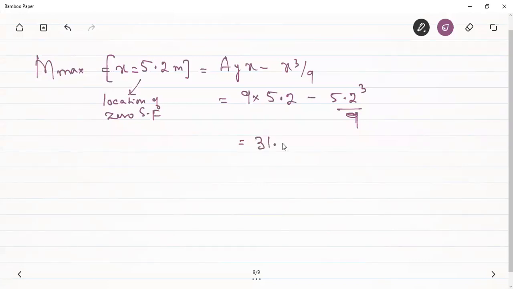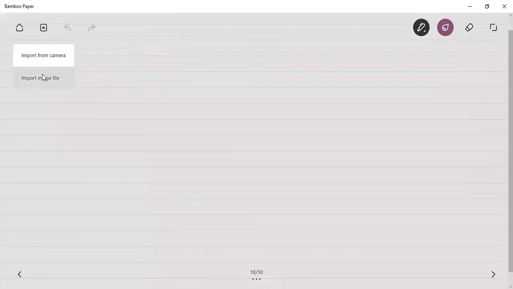Solving this, it comes out to be 31.17 kilonewton meter, or we can take it to be 31.2 kilonewton meter. So this is the maximum value of the bending moment. Now we can draw the SFD and BMD.